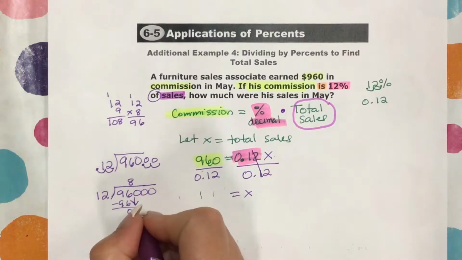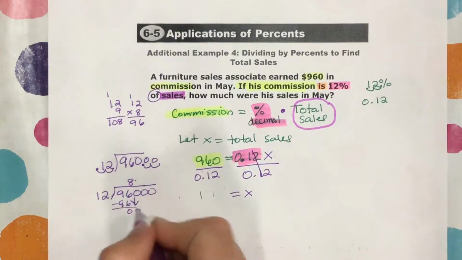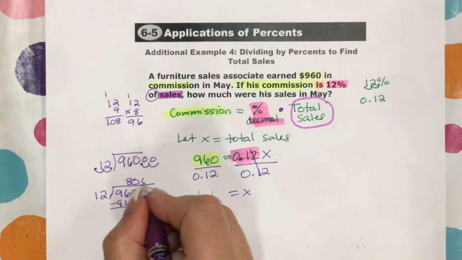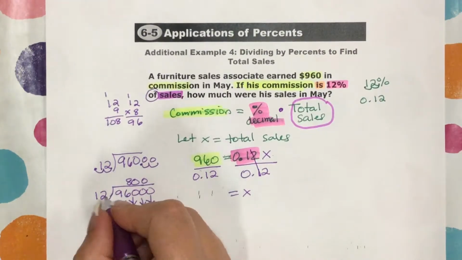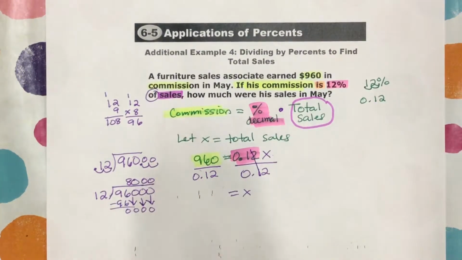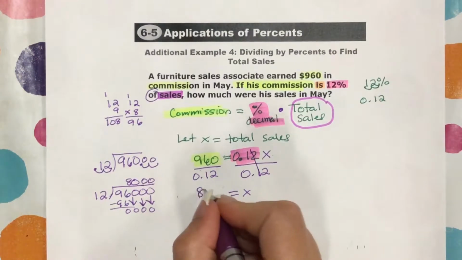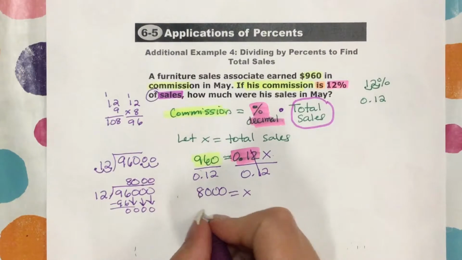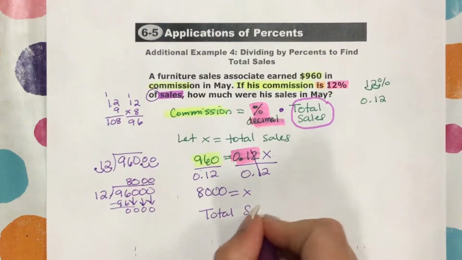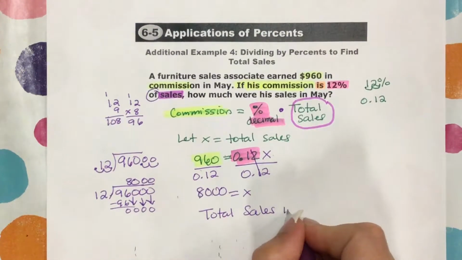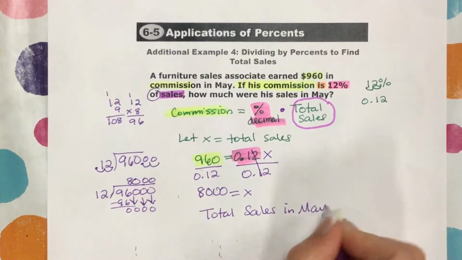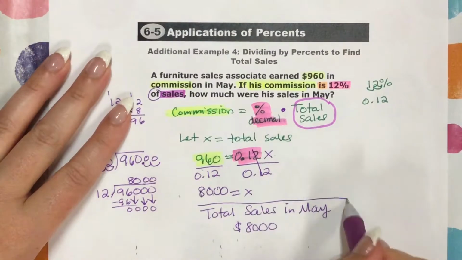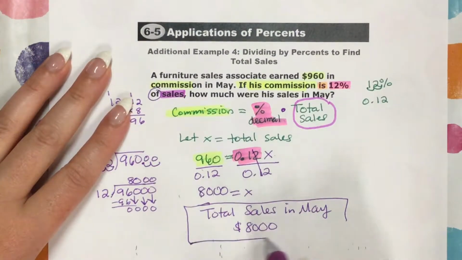There's no remainder. Then we drop that 0 down. 12 can't go into 0, so we drop down another 0. And 12 can't go into 0 either. And then we drop down one more 0, and that can't go in there either. So we end up with 8,000. Okay, which means that's what the total sales were. So the total sales in May was $8,000. All right, so that's how that works.